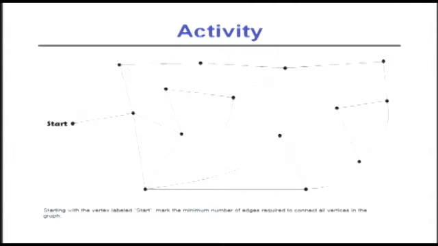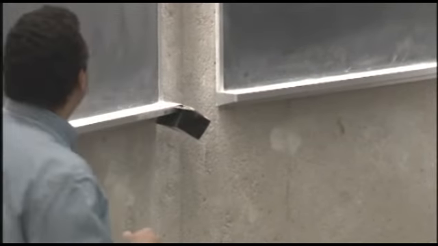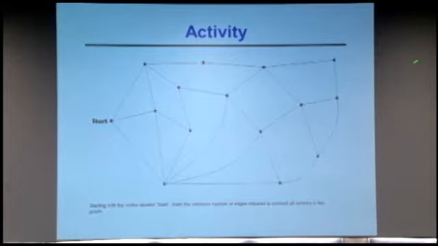what I want you to do is, starting with this vertex labeled start, find the minimum number of edges, or mark the minimum number of edges, required to connect all the vertices. So going back to my web crawling example, if this is a graph representing web pages, every circle here is a web page, and every arrow, every edge, is a link from one page to another.